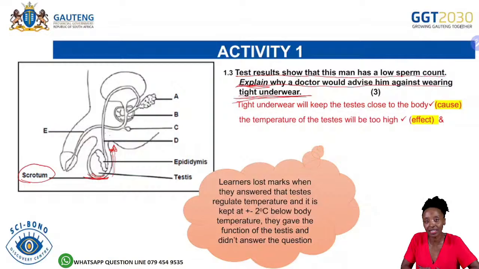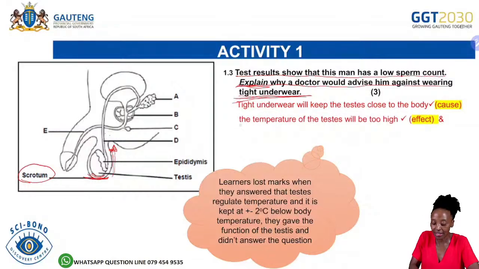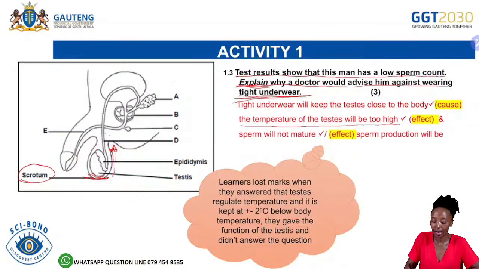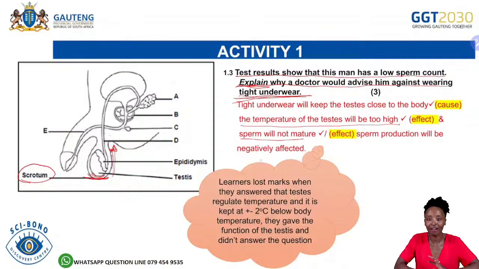And what effect will this have on the production of the sperm cells? The temperature of the testes will be too high. Remember, it's supposed to be 35, but now, because it's close to the body, it will be 37. So the effect will be that the temperature will be too high. Another effect will be that sperm will not mature, so the sperm production will be negatively affected. Because for the production of sperm cells, the temperature must be lower than 37, about 34, 35. Anything above 35 will have a negative effect on the production of sperm cells.